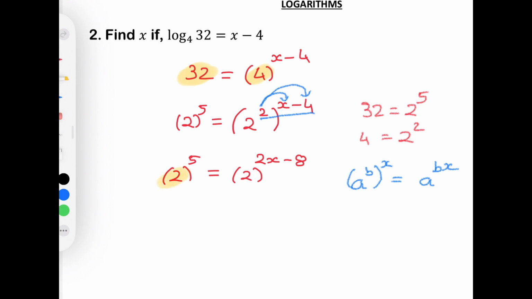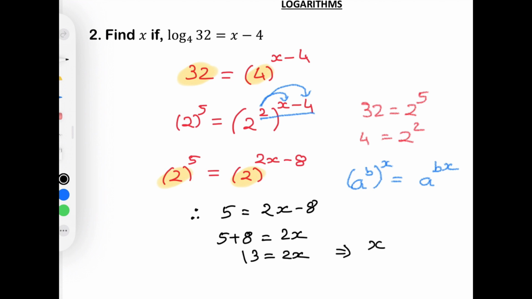Now if the bases of the left hand side and right hand side of the equation are the same, then their powers are also the same. Using this property we get 5 equals 2x minus 8. Now solving this simple linear equation, we get 5 plus 8 equals 2x, that is 13 equals 2x. That means x equals 13 upon 2, which is 6.5, and that is the answer to this question.